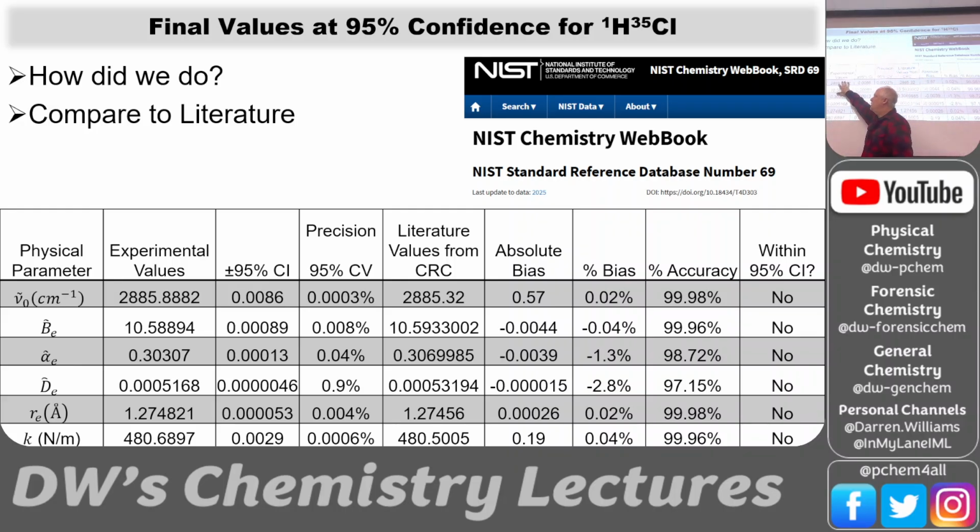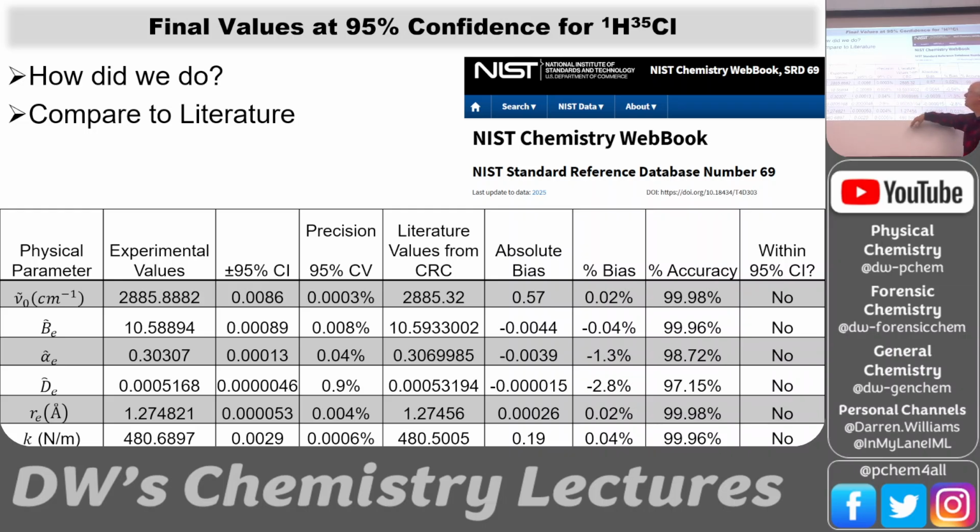So here's our regression data. Here's our derived constants. Here's our 95% confidence intervals. Here's our coefficient of variation. That's this divided by that times 100%, a measure of our uncertainty in terms of percent. They're really, really good. Our worst one is the centrifugal distortion constant that we have here, 5168 plus or minus 46 on that scale. That's the worst one at 0.9%. So we're still really, really good on that one.